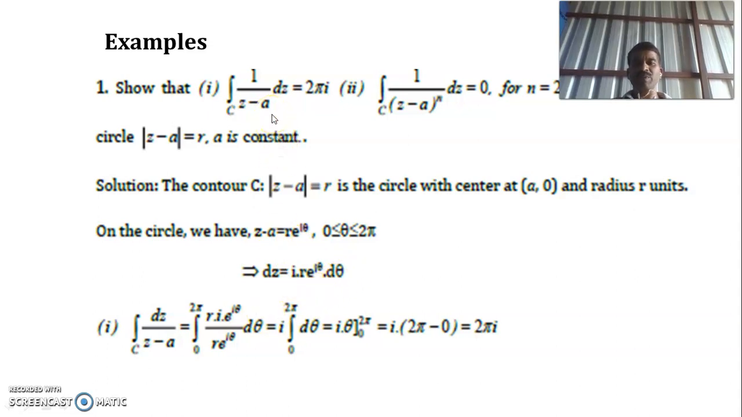Taking the first problem, we need to show 2 pi i. The integration of dz divided by z minus a over the closed curve C: we substitute dz and z minus a from the equation of the circle. Then r e to the power of i theta cancels, and only i remains. The integration of d theta from 0 to 2 pi is theta, which gives 2 pi i, as we have derived.